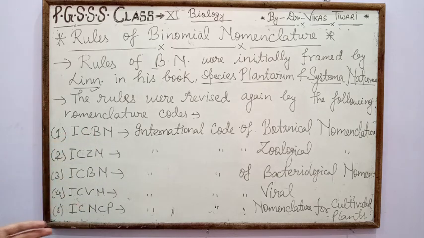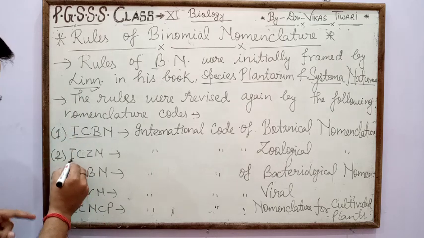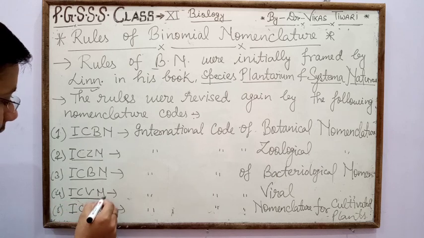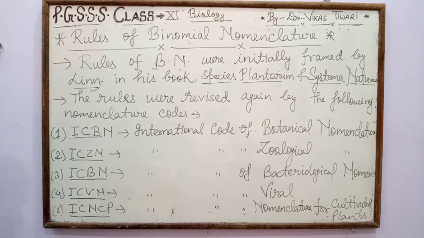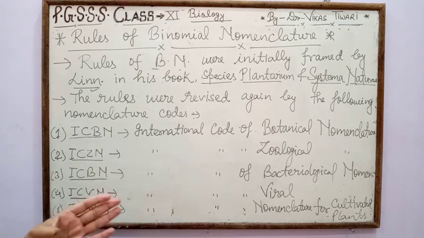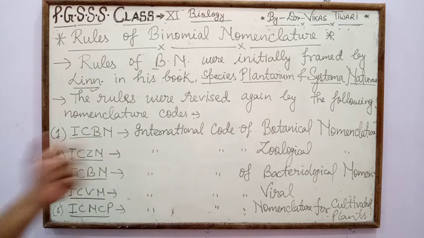So there are some nomenclature codes here. First is ICBN, then ICZN, then ICNB, after that ICVN, and last is ICNCP. These are all very important for 1 mark questions, that is MCQs. You may be asked to expand ICBN, ICZN, ICNB and ICNCP, that is, to write the full forms.